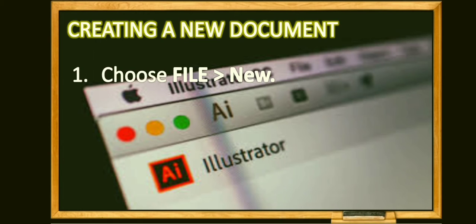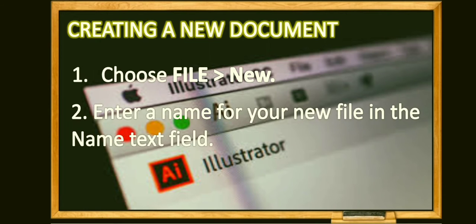One is you have to choose File, New, because the New Document dialog box will appear. So we will use it to determine the new document's profile, size, unit of measurement, color mode, page orientation, and number of artboards you want in the document. Okay? Next is to enter the name for your new file in the name text field.